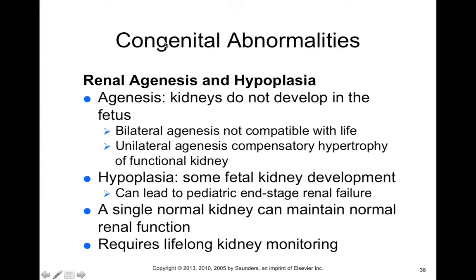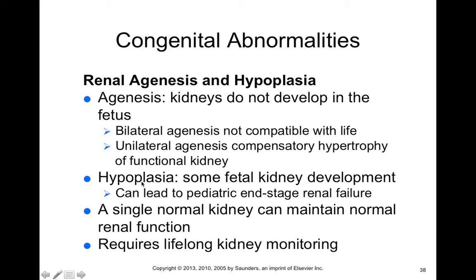The first type of congenital abnormality we'll talk about is renal agenesis or hypoplasia. Agenesis: A meaning lacking, genesis meaning to form, so agenesis means that the kidneys don't develop within the fetus. Now, this can occur either bilaterally or unilaterally. If it occurs bilaterally, this is not compatible with life, since you need kidneys to live. If it's unilateral, the one remaining kidney, because only one developed, can hypertrophy, or increase in size, to take on all the function of the kidney entirely. So you have one good kidney that's also larger than normal.